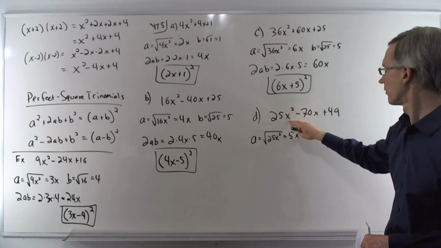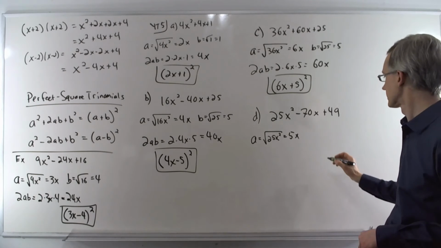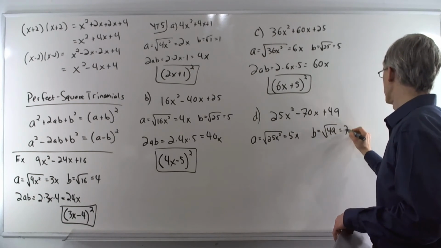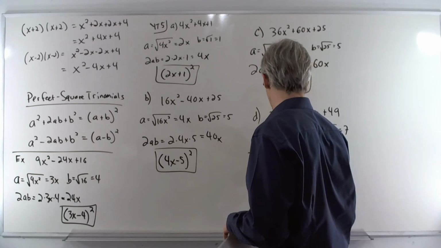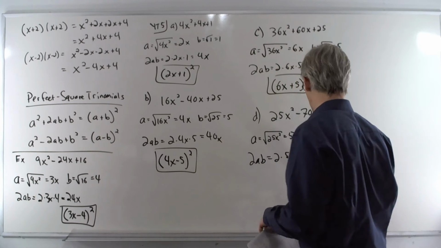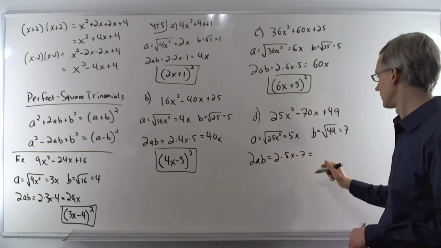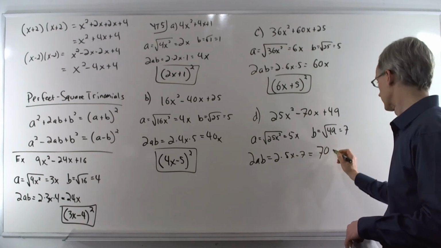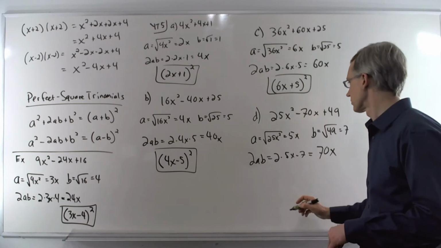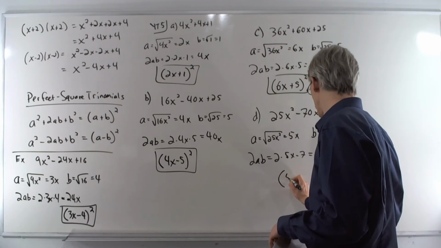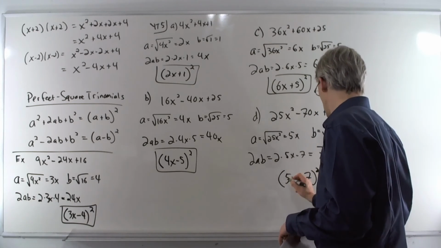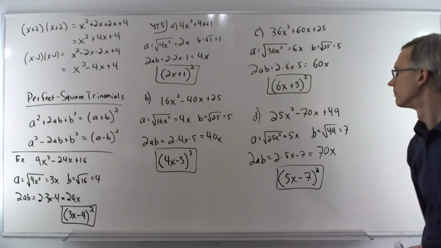So A will be the square root of 25x squared, and that is 5x. And B is going to be the square root of 49, which is 7. 2AB is 2 times 5x times 7. 5 times 7 is 35, times 2 is 70, x. That matches the middle term. We got the negative version, so we're going to plug A and B into that version. We got 5x minus 7 squared.